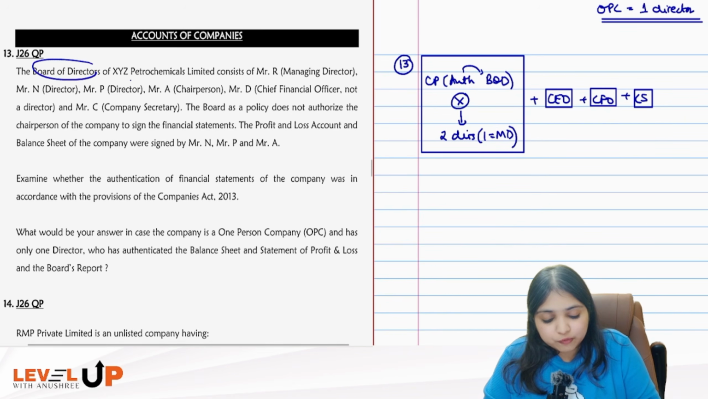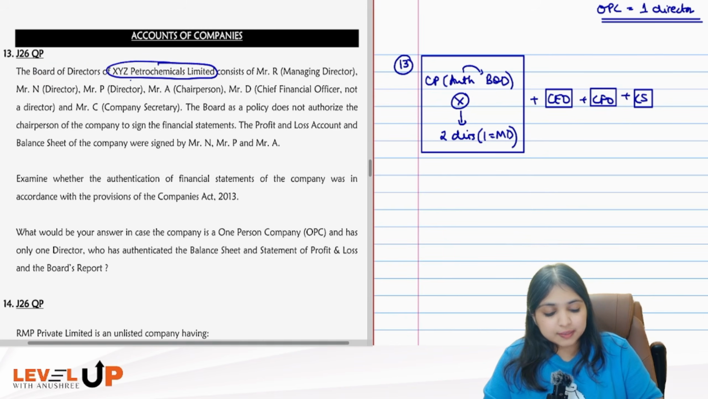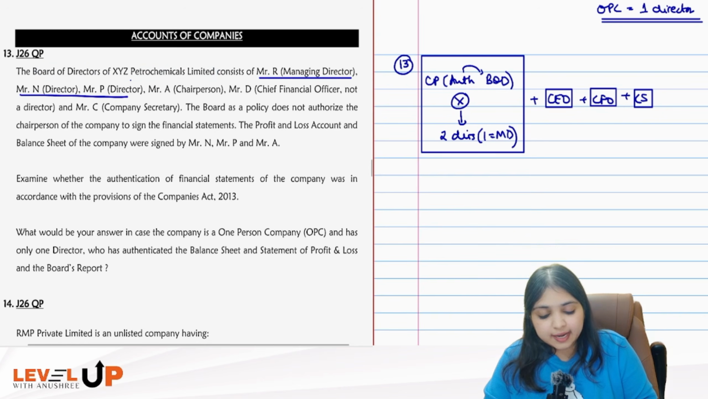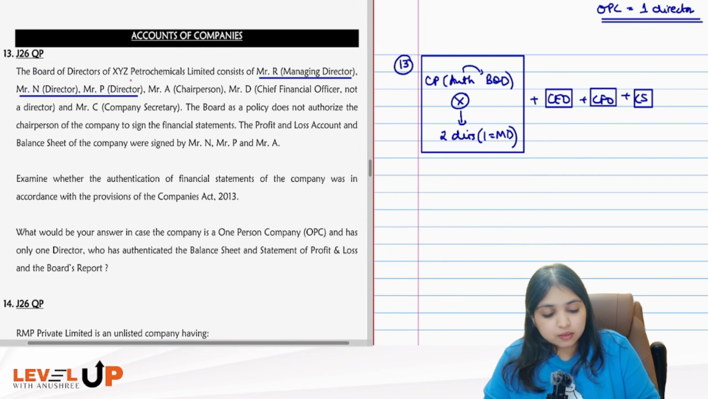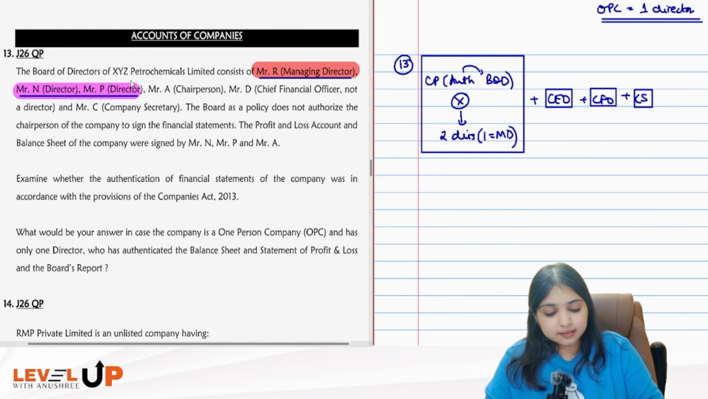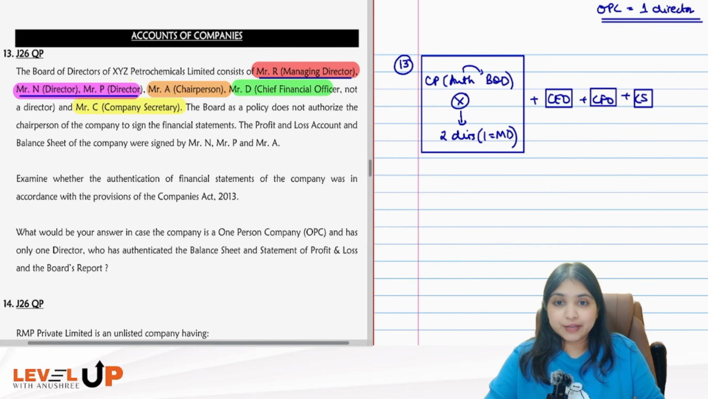The question says the Board of Directors of XYZ Petrochemicals Limited consists of Mr. R, Managing Director. Then we have Mr. N and Mr. P, Directors. So Mr. R is a Managing Director. Then N and P are directors. Then we have Mr. A, who's a chairperson. Then we have Mr. D, who's a chief financial officer, he's the CFO of the company. And then we have Mr. C, who's a company secretary. So they've given us information about 5 sets of people.